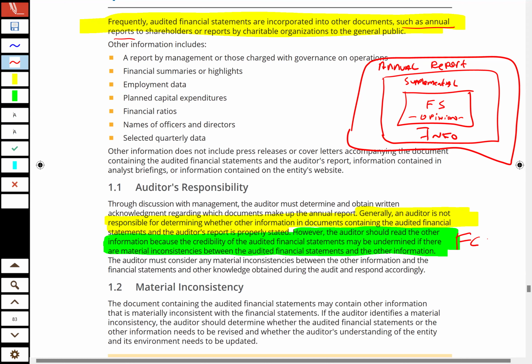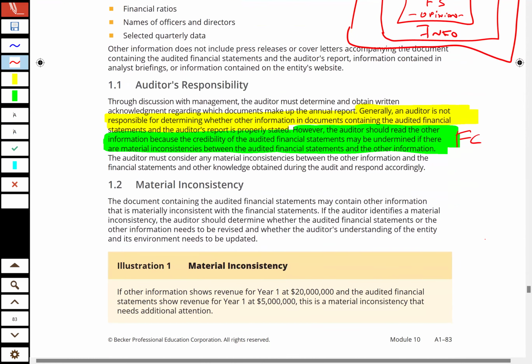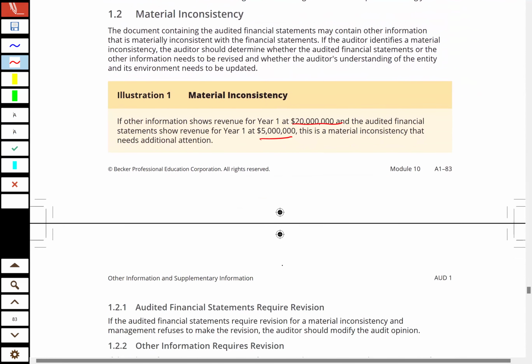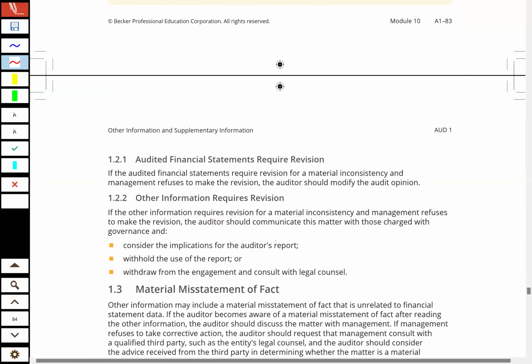Now, material inconsistency, and they give us some examples here. Revenue: the annual report says revenue was 20 million when we know it was 5 million. That's a material inconsistency. And so if the audited financial statements require revision, then have them fix the financial statements, right? I mean, that's kind of obvious. And if they don't fix it, then that's going to cause a modification of the opinion. I think we know that.